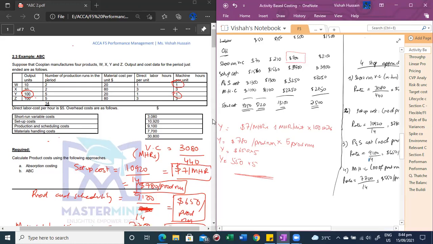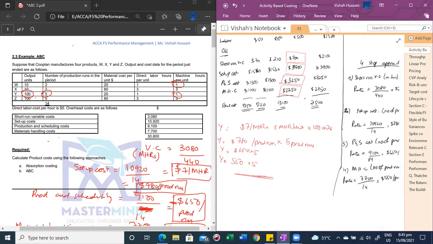Similarly, for setup cost, the overhead absorption rate was 780 per production run. And for Y, how many production runs were being used? 5. So 780 into 5 gives you 3900. Then 650 into 5 gives you 3250. And 550 into 5 gives you 2750.